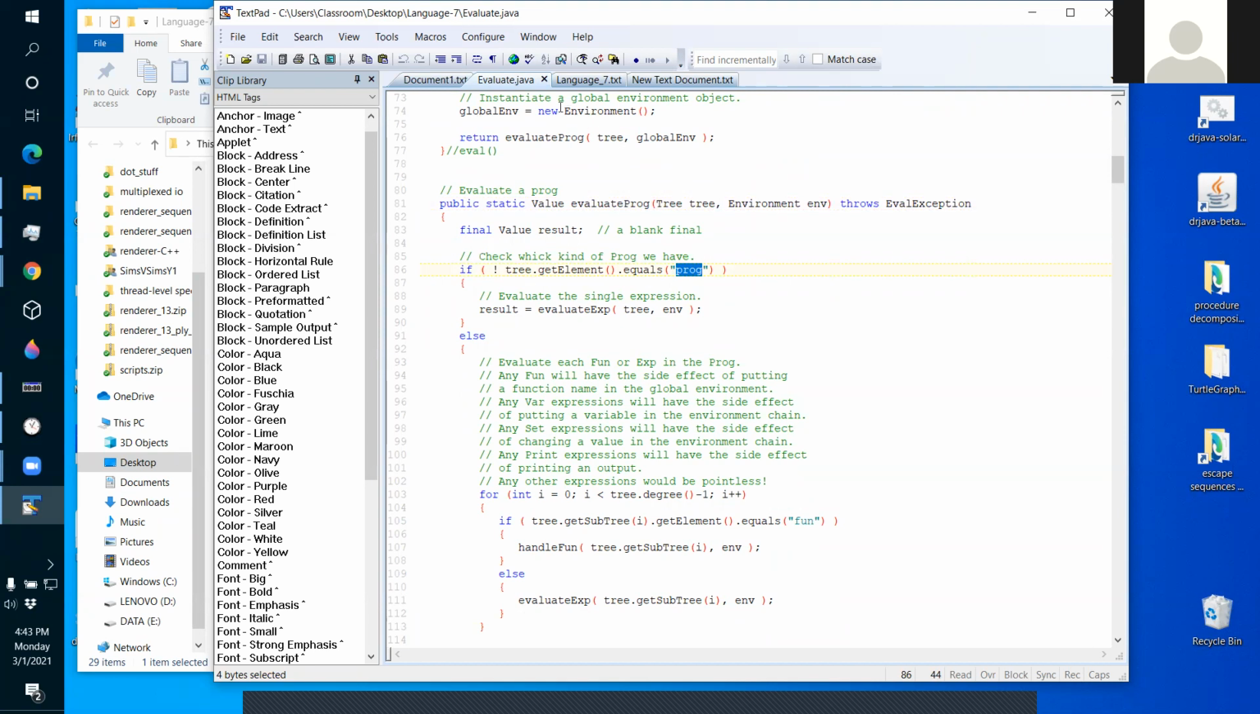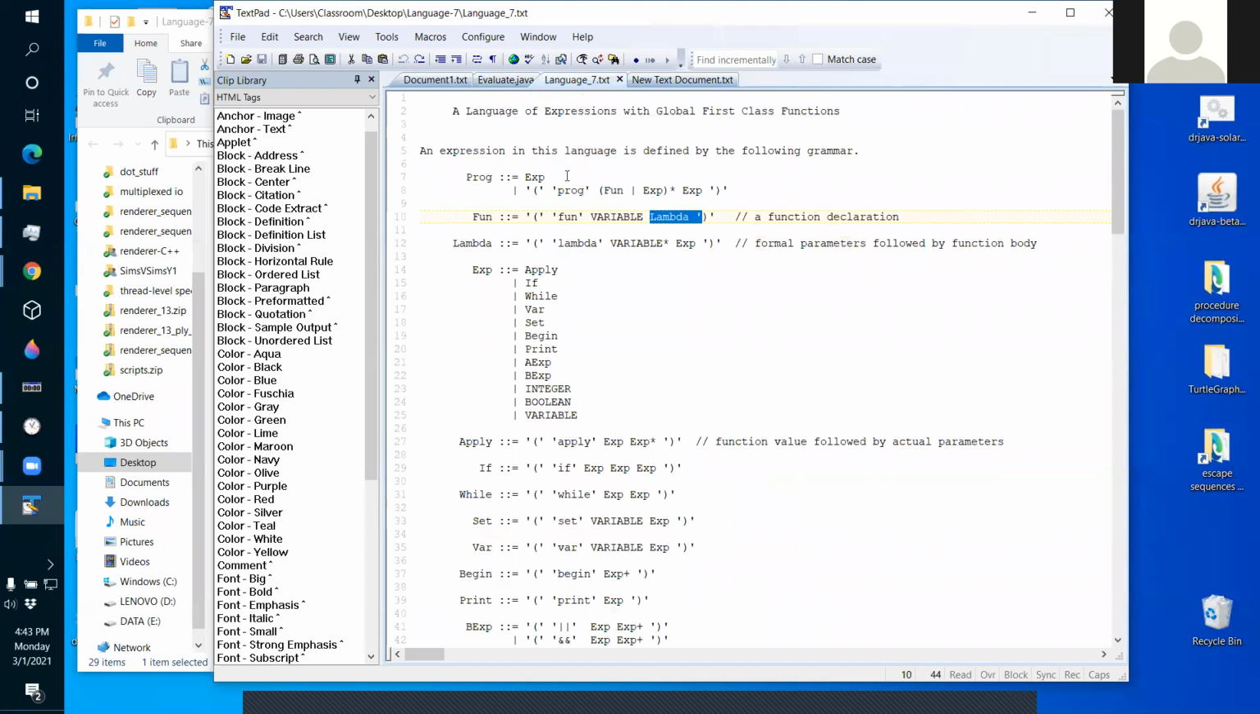remember, a program can just be one single expression. If you look at the grammar real carefully, a program is either a single expression or a prog. A program's either one expression by itself, like add 3 to 4. That would be a real simple program, add 3 to 4.